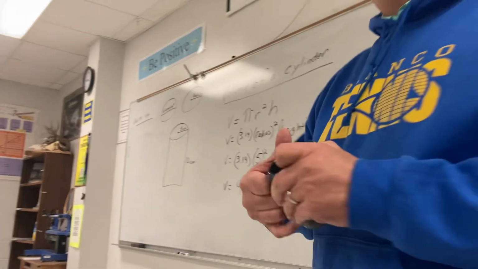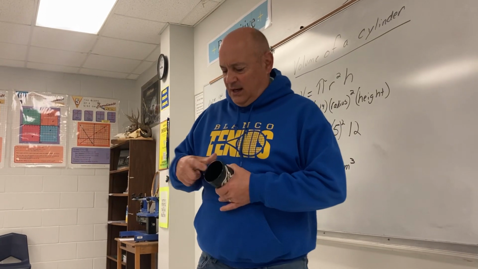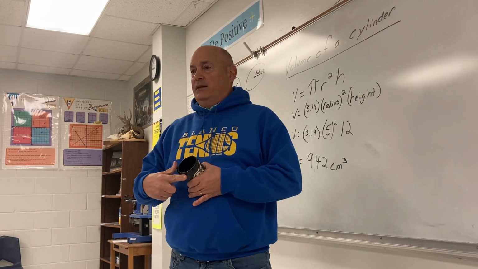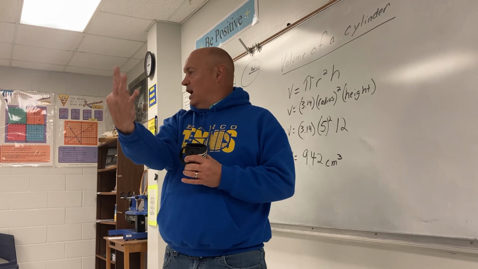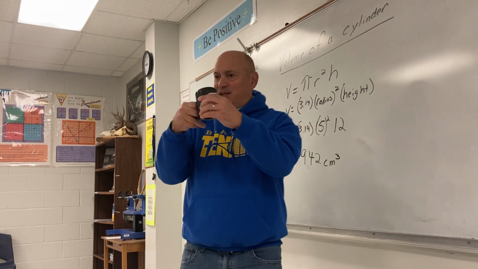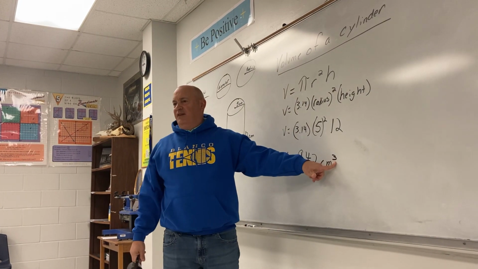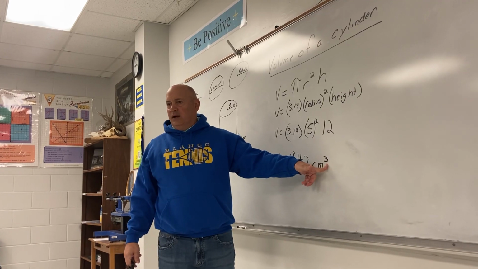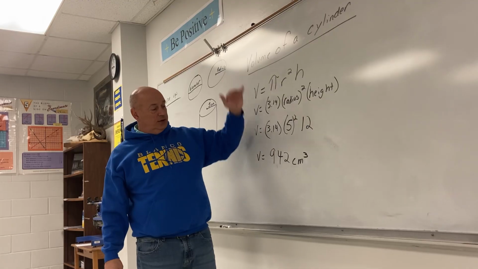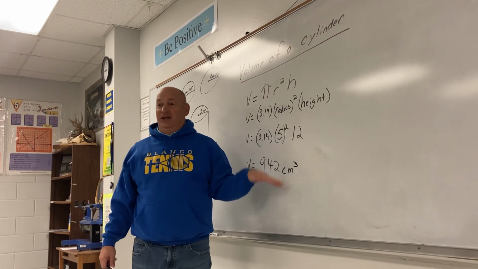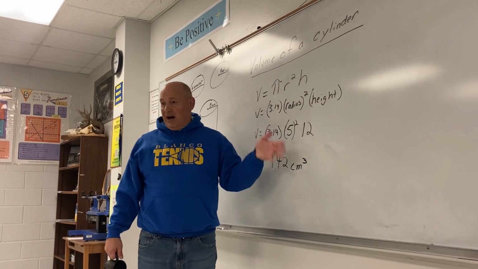A cylinder, this cup is a cylinder. Are you with me? It has a length, a width, and a height. That means it is a 3-dimensional shape. Are you with it? 3-dimensional shapes always have a 3 here. So, all the volumes will have centimeters cubed, inches cubed, miles cubed.